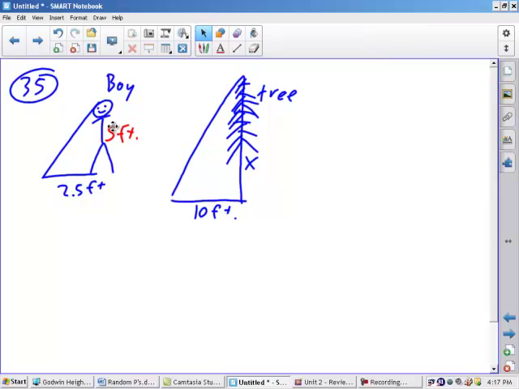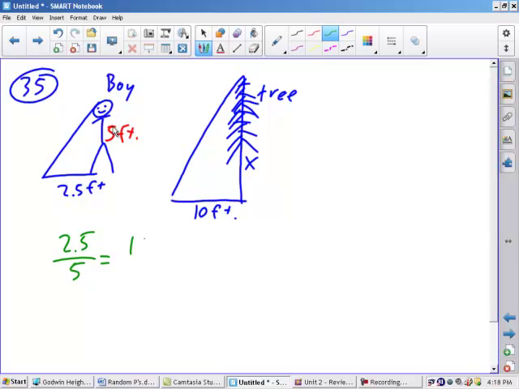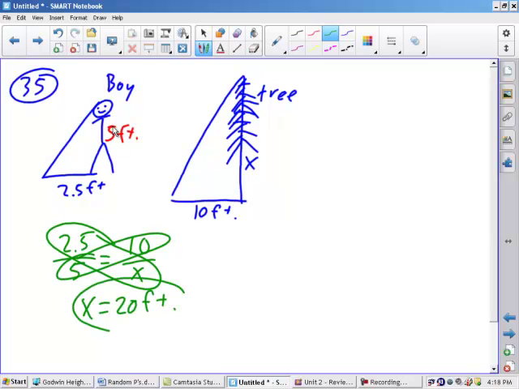And then all you're going to do is do exactly what you did in the previous problems by setting up a proportion. And I'm going to do that by going ahead and doing 2.5 feet divided by 5 equals, in the same order for the tree, 10 divided by x. Cross multiply, cross multiply. When you end up getting your answer, you will find out that the tree is actually 20 feet tall.